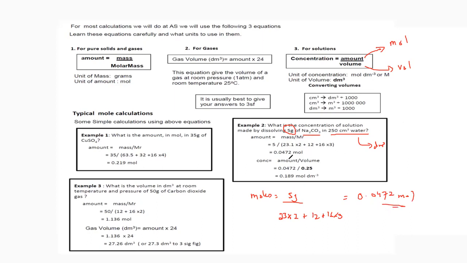You need concentration, which is moles divided by volume. So 0.0472 moles are there. And what about the volume? To convert this cm cube into dm cube, you have to divide by 1000. So when you divide by 1000, it comes out as 0.25 dm cube. So the concentration, moles divided by volume, is 0.189 mole per dm cube. Is it clear?